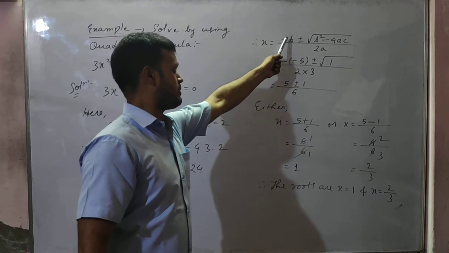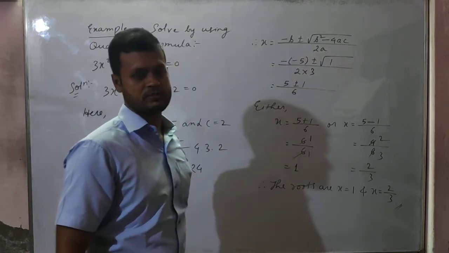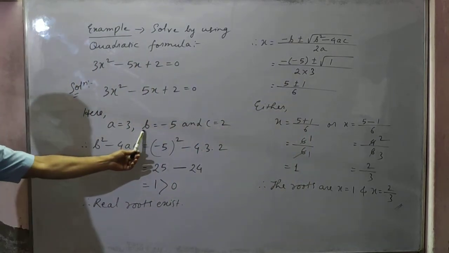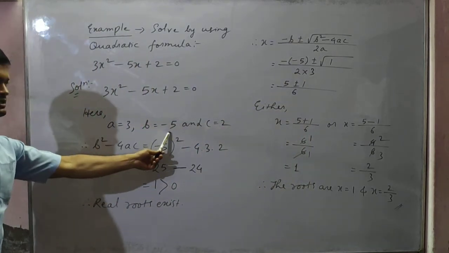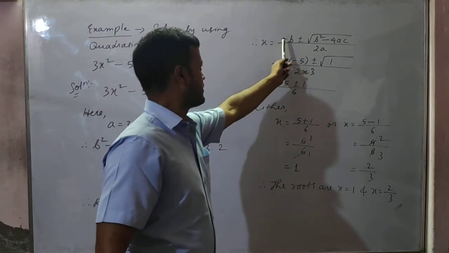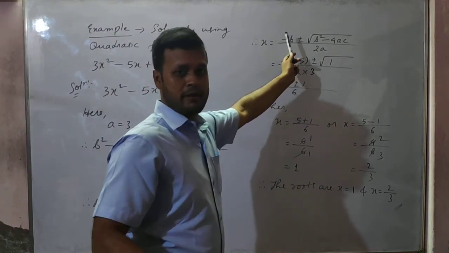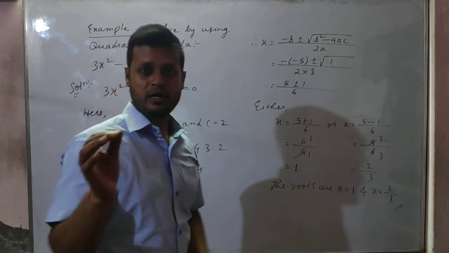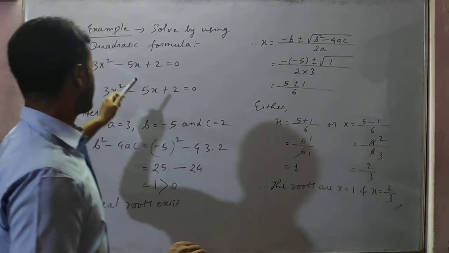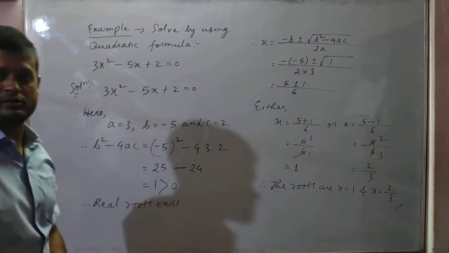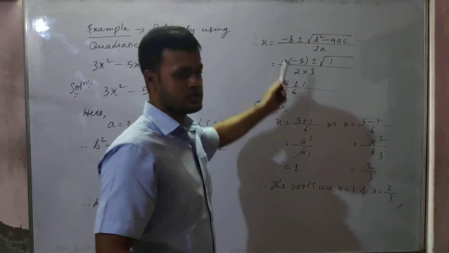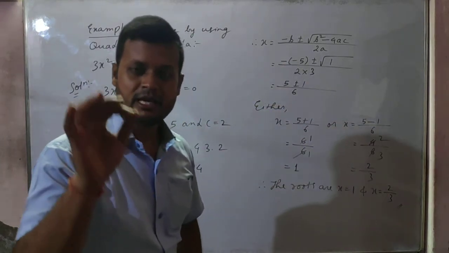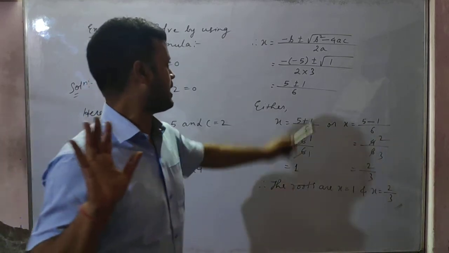So x is equal to minus b plus minus root of b square minus 4ac by twice a. Now just put the value of b. You just have to write this formula. See carefully, x is equal to, we are finding out the value of x only, isn't it? We are finding out the roots of this quadratic equation, which means you need to find the value of x. So x is equal to minus b plus minus root of b square minus 4ac by twice a.